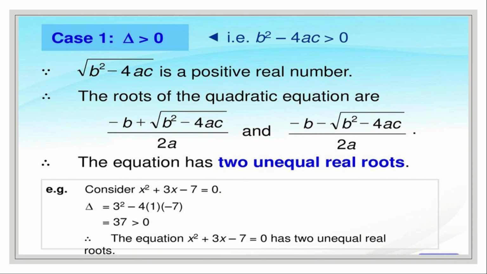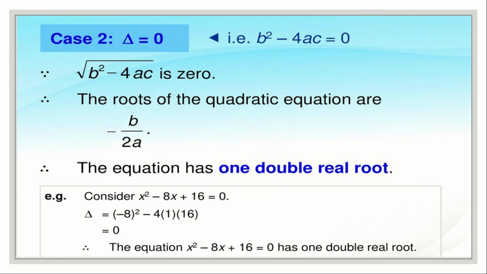Case 1 is when delta is greater than 0. So when b square minus 4ac, after solving, is greater than 0, then it is a positive real number. Then we get two unequal real roots. So the nature of the roots in case 1, when delta is greater than 0, is said to be two unequal real roots or two distinct real roots.